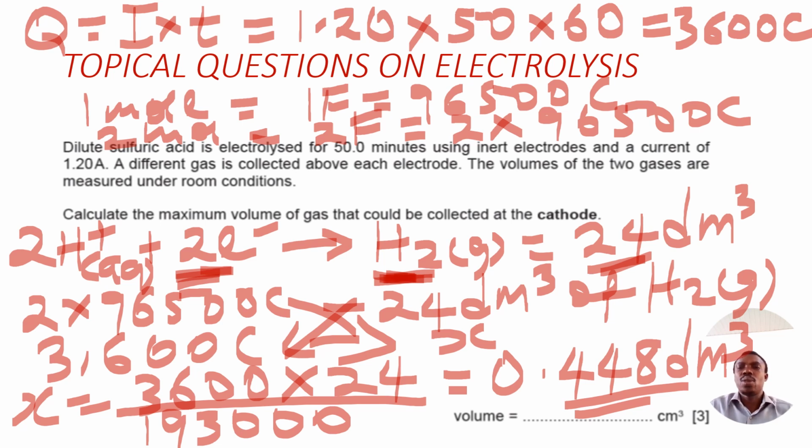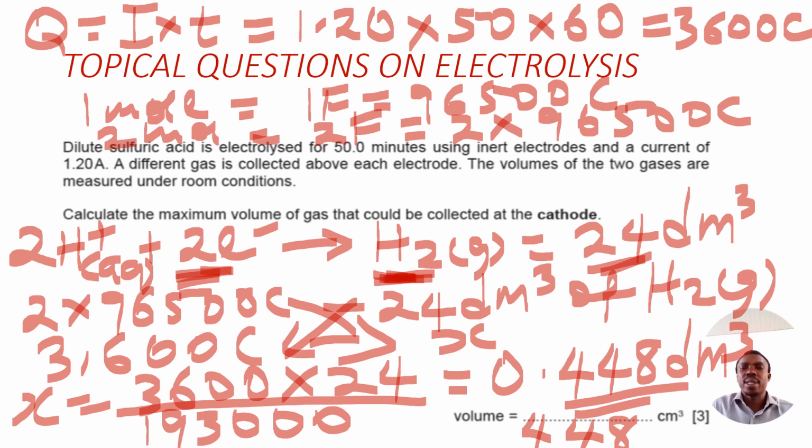So we have to convert it to cm³ since it is in dm³. So just multiply by 1,000. If we multiply 0.448 by 1,000, we'll get 448 cm³. So that's the volume of hydrogen gas that is deposited at the cathode.